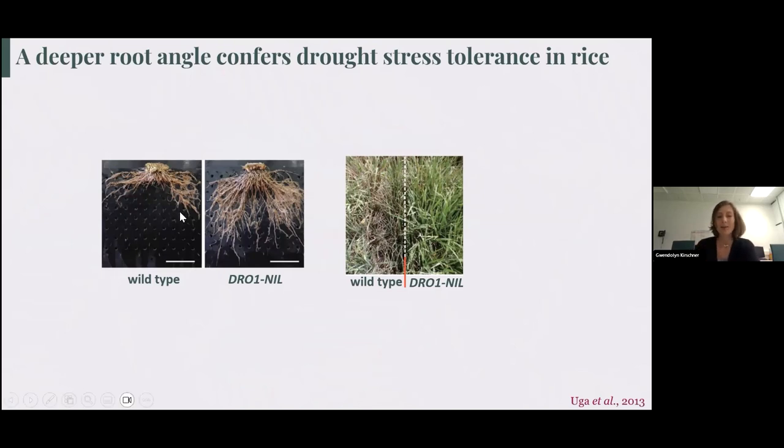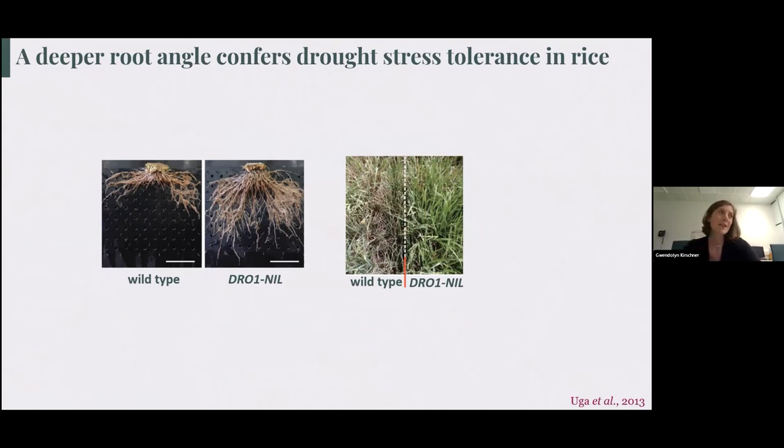The wild type, or the reference allele, has a very shallow root growth with a shallow angle, while the deeper rooting one nearly isogenic line has very deep root growth. And indeed, as we would expect under drought conditions, the allele with the steeper root actually performs much better, presumably because it can reach the deeper soil layers with more water first.